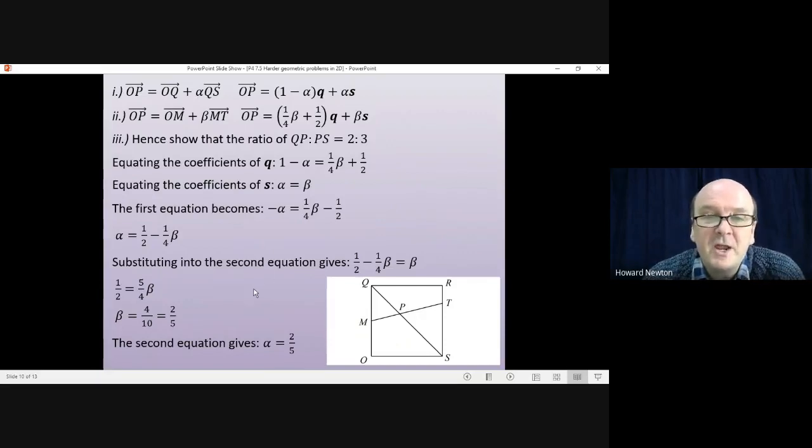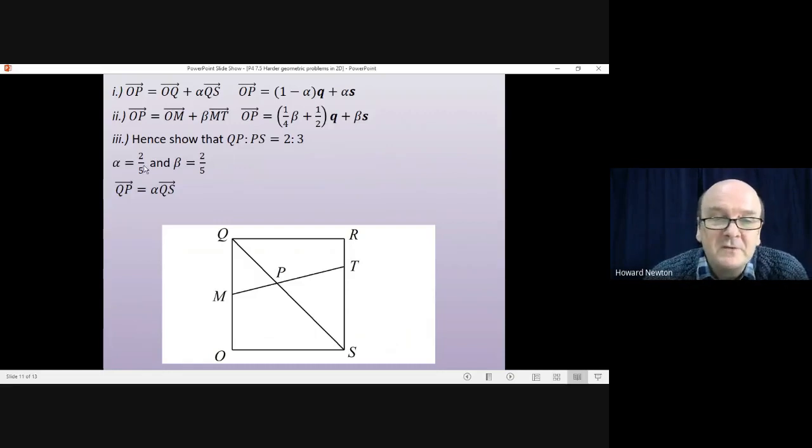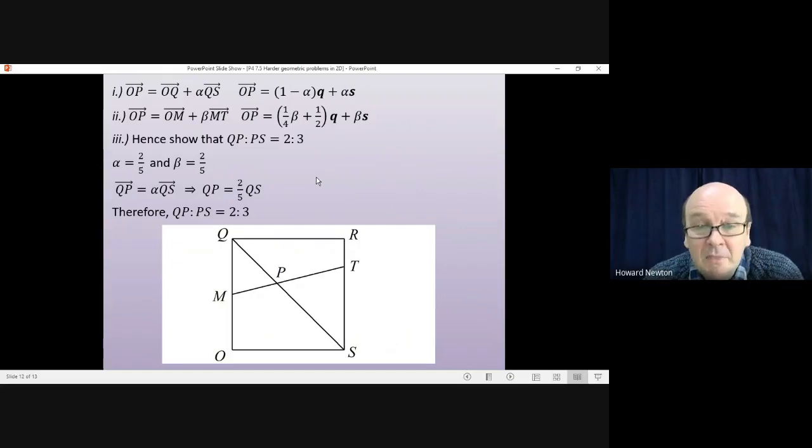Now we're as good as home and dry. So that's what we've done so far. We've shown that alpha equals 2/5. We've shown that beta equals 2/5. But going back to how that's applied, QP was equal to alpha times QS, that fraction of QS, which means that QP is equal to 2/5 of QS. And that means that the ratio QP to PS must be 2:3. Now, the same thing would also be true if we found the ratio MP to PT. Using 2/5 for beta, that ratio, MP to PT, would also be 2:3, but we weren't asked to find that out.